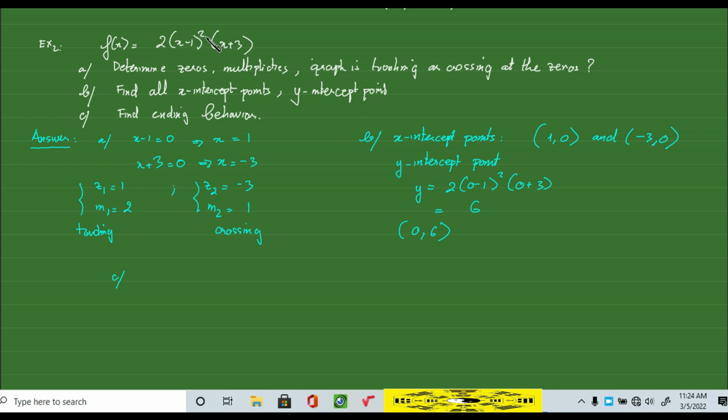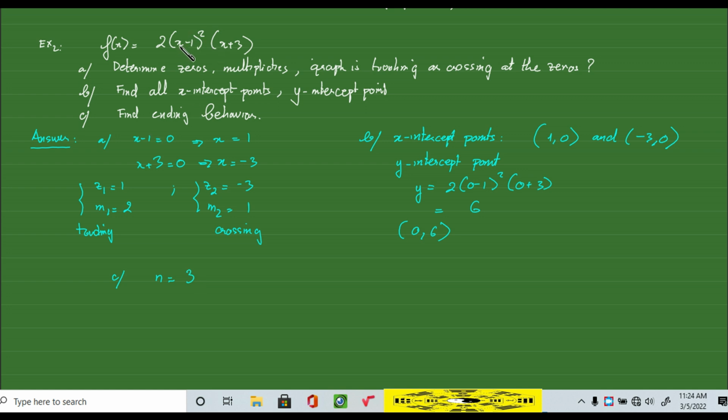You expand this. This is a second degree and this is a first degree. So when you expand it, the highest degree, which is the n value over here, is second degree and first degree over here. The highest degree over here is 3. Okay, the n value is 3.